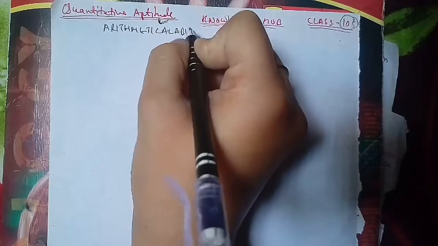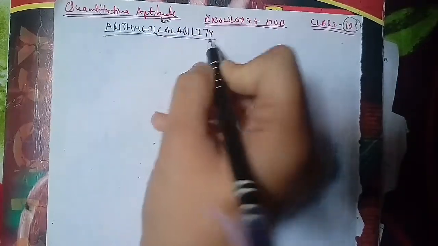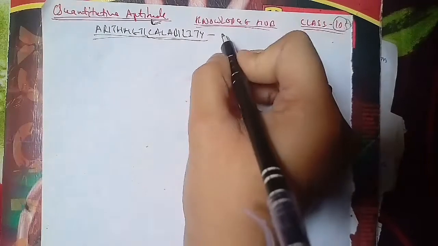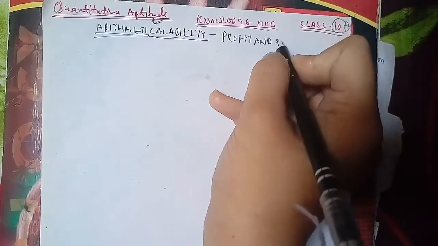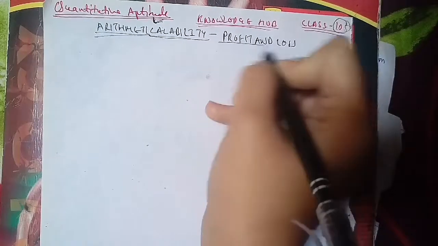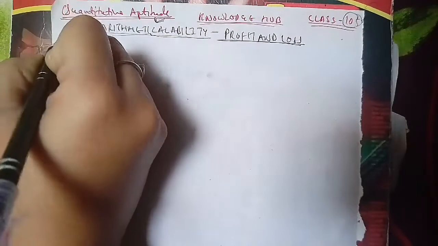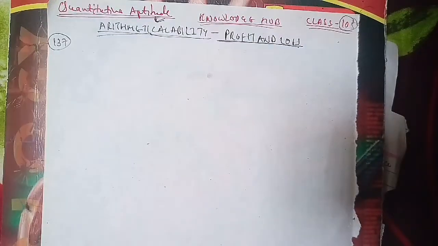In arithmetical ability, we had done operations on numbers, HCF and LCM of numbers, decimal fractions, simplification, square roots and cube roots, problems on numbers, averages, surds and indices, problems on ages, percentage, and now we are dealing with the 11th topic, that is profit and loss. We have done 136 questions in the last classes, so today we start discussing the 137th question of the session.